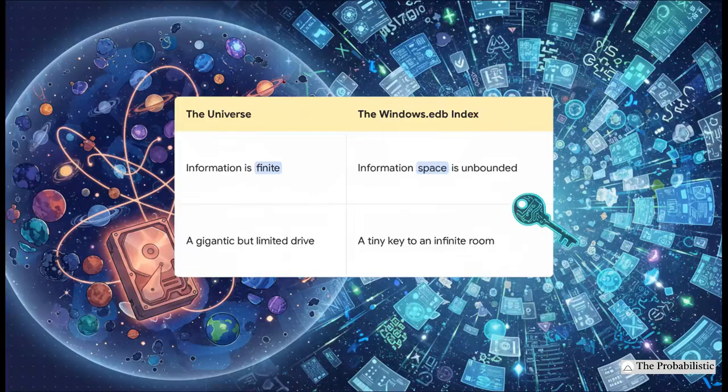And this is the paradox. The raw information in the universe, as vast as it is, is finite. It's like a gigantic but ultimately limited hard drive. The Windows.edb file, on the other hand, is a tiny key that unlocks a functionally infinite room of possible questions. Its information space is conceptually unbounded, and that space is what surpasses the finite data of the entire cosmos.